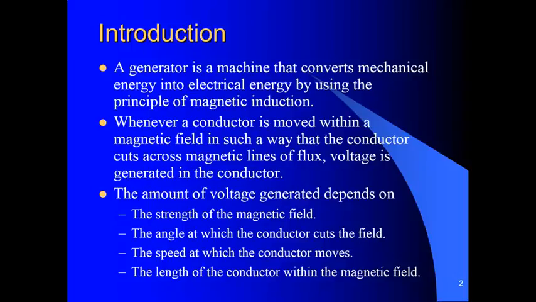The bottom bullet there with the little highlights is the key. The amount of voltage generated depends on the strength of the magnetic field, the angle at which the conductor is cut through the magnetic field, which the previous PowerPoint did a pretty good job of showing as it rotated through the magnetic field, the speed at which the conductor moves, and then the length of the conductor overall within the magnetic field determines the amount of voltage.